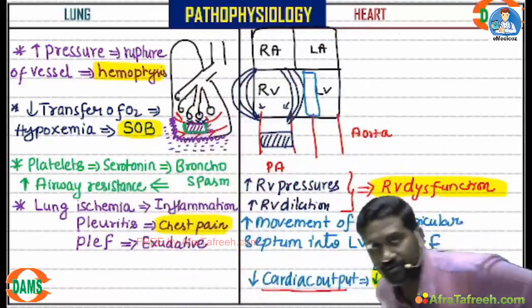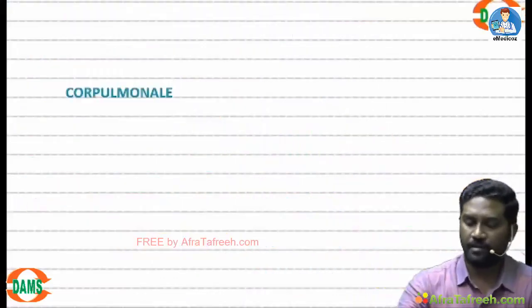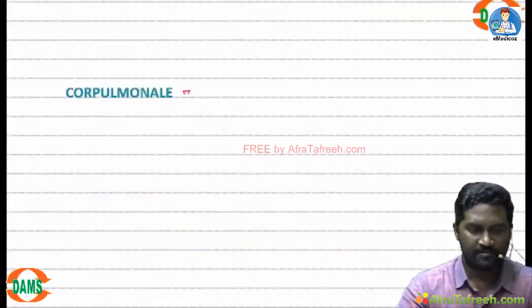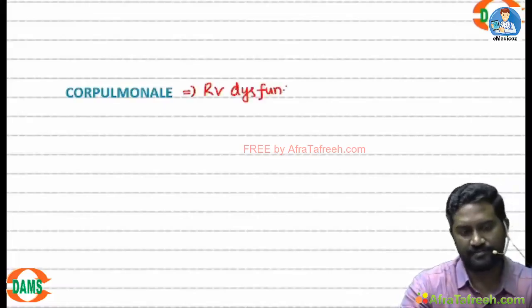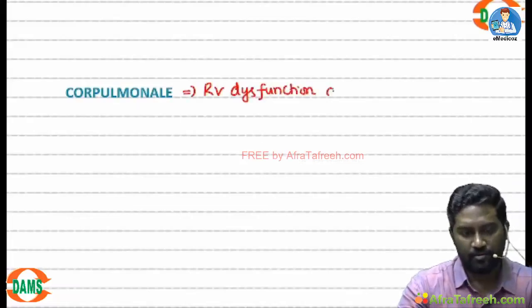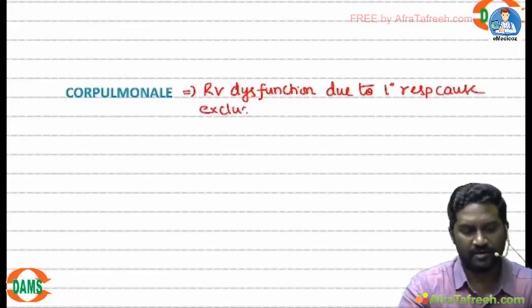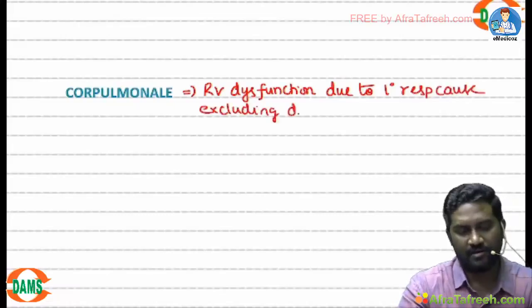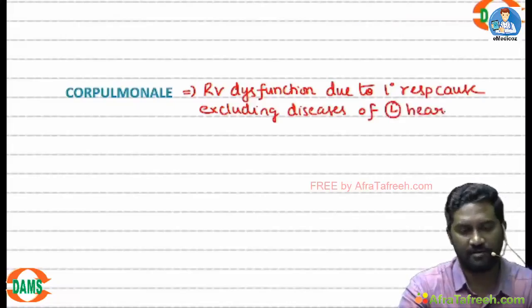So write down students, let us discuss cor pulmonale. Cor pulmonale is right ventricular dysfunction due to a primary respiratory cause, excluding diseases of the left heart.